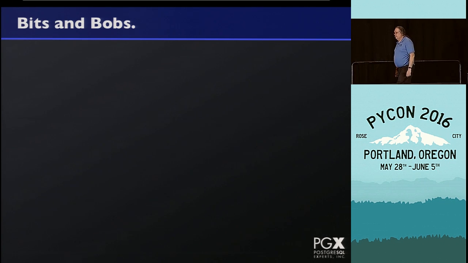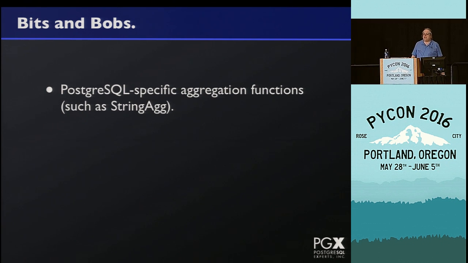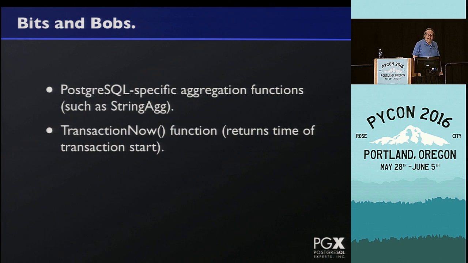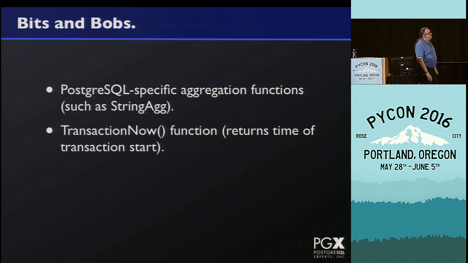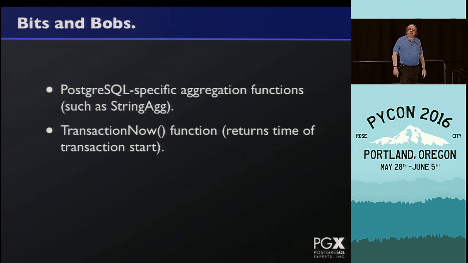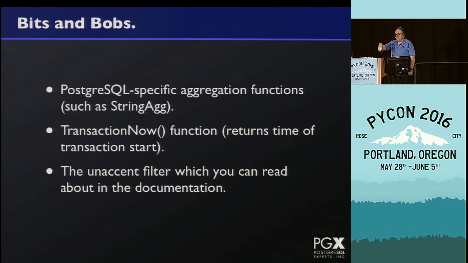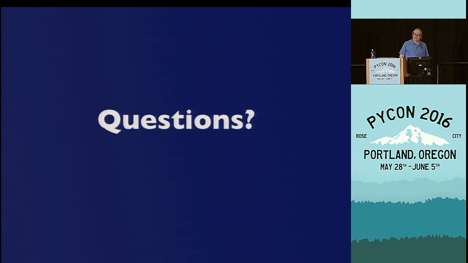Then lastly, there's kind of little bits and bobs. There are some new Postgres-specific aggregation functions like string_agg, so you can check that out. The now function in Postgres stays constant within a transaction. So if you call it three times in the same transaction, you get the same time value back, which is actually quite useful if you're timestamping a bunch of records. And there's now a TransactionNow function in Django that has the same behavior. And there's an unaccent filter. You can just read about that in the documentation. And that's everything. Questions?